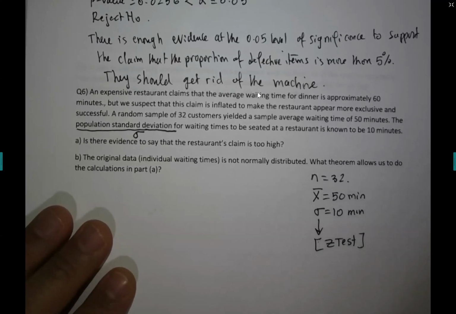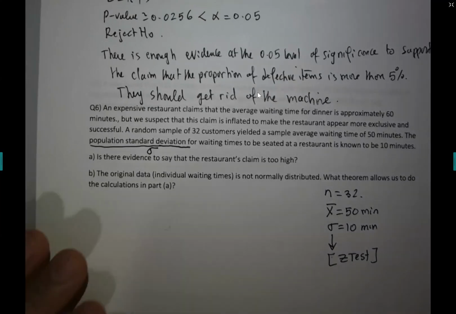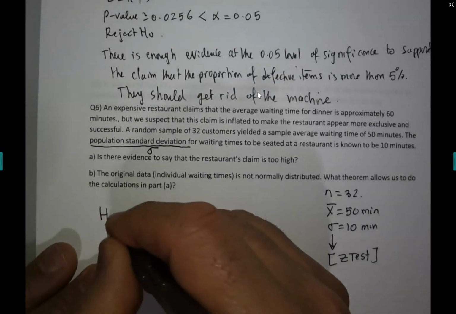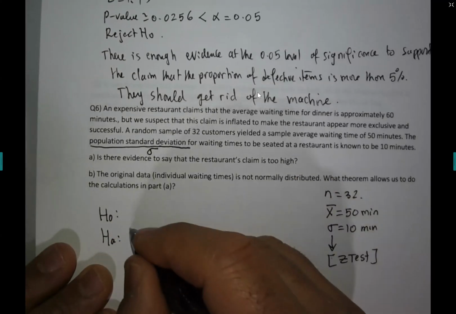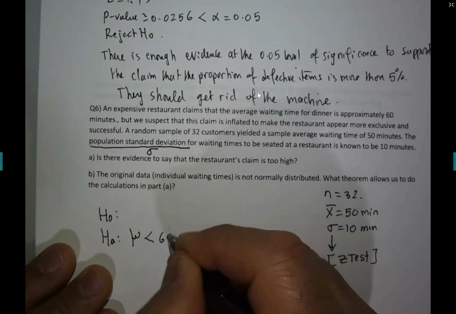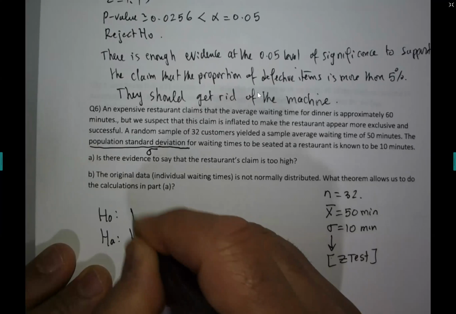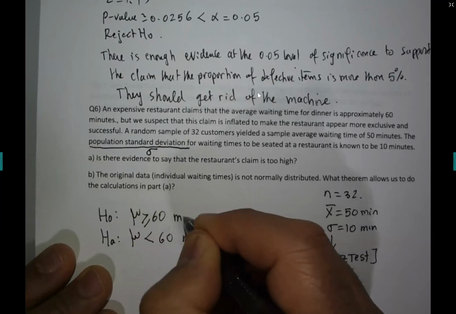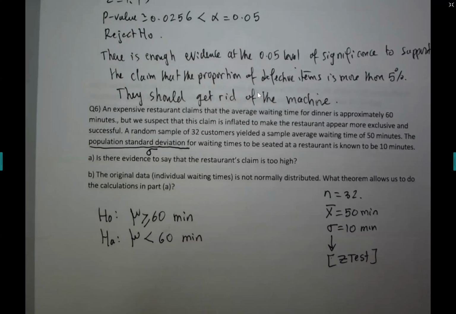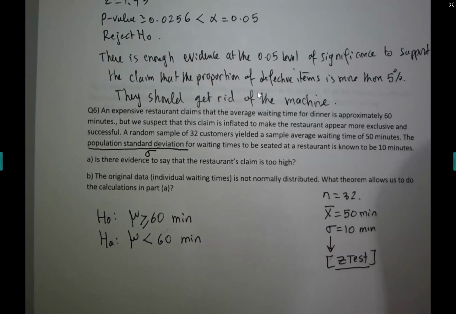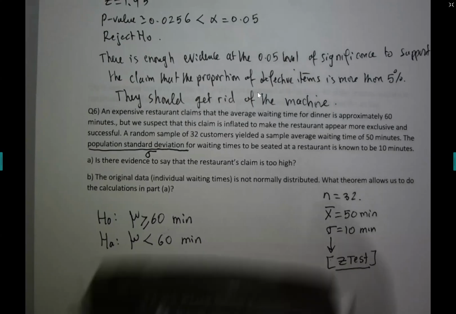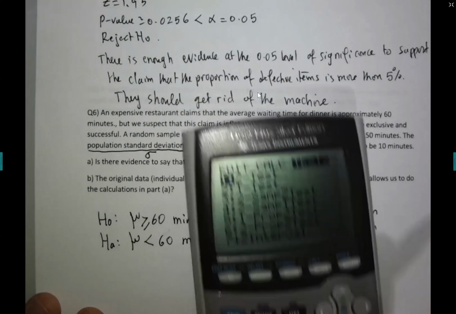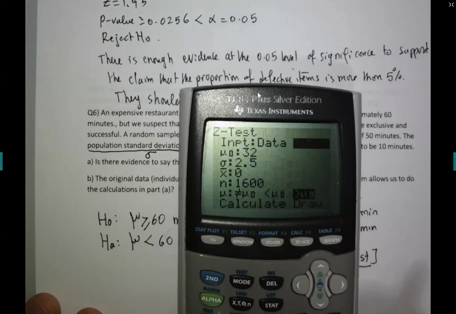Is there evidence to say that the restaurant's claim is too high? So, as you said, because we think the restaurant's claim is too high, it should be less than 60 minutes. So we need to test the claim that the mean is less than 60 minutes. All right, guys, let's do this. I hope that I could convince you that this is a z-test, not a t-test, because sigma is given here, and let's do it. So first time today in the review, we get a z-test here.